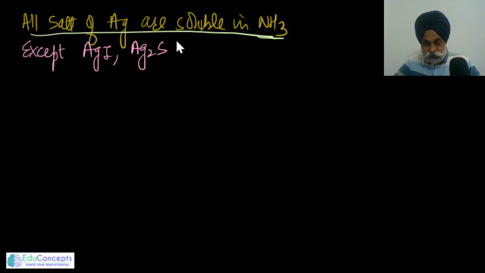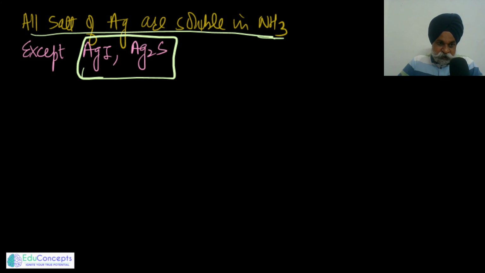Any silver salt which you have made from silver nitrate treated with an anion, if you dissolve it in ammonia, it will dissolve because of complex formation, except for these two. Again, this is the fact which you always have to remember.